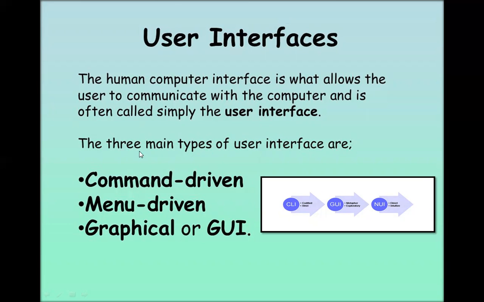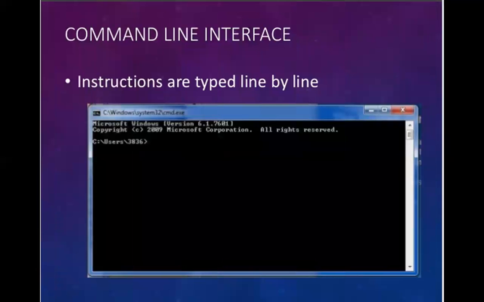We have three main types of user interface. The first is command-driven interface. Second is menu-driven interface. Third is graphical user interface. We will see these types of user interfaces in detail in our further slides. First of all, I'm going to explain the command line interface.